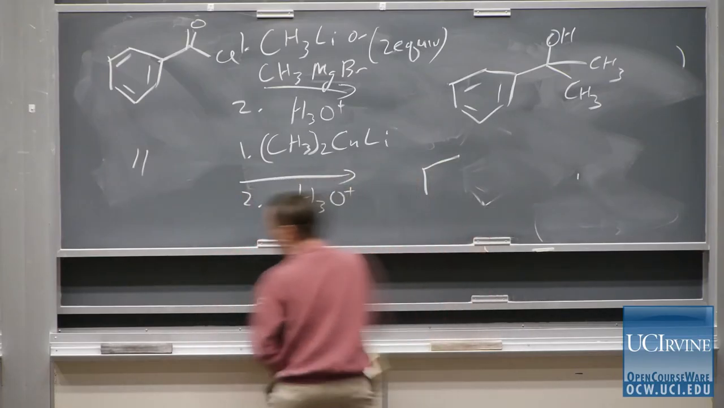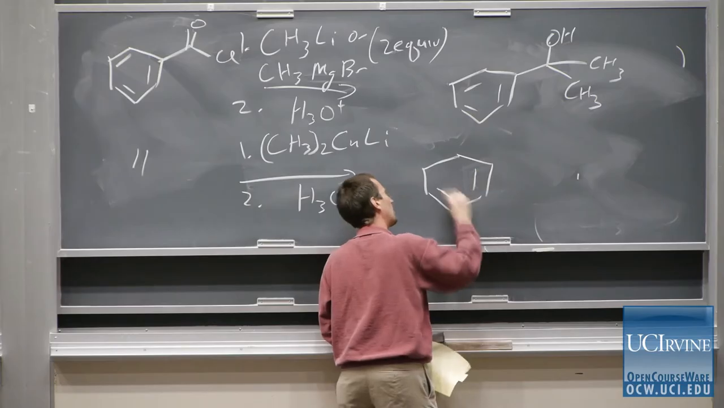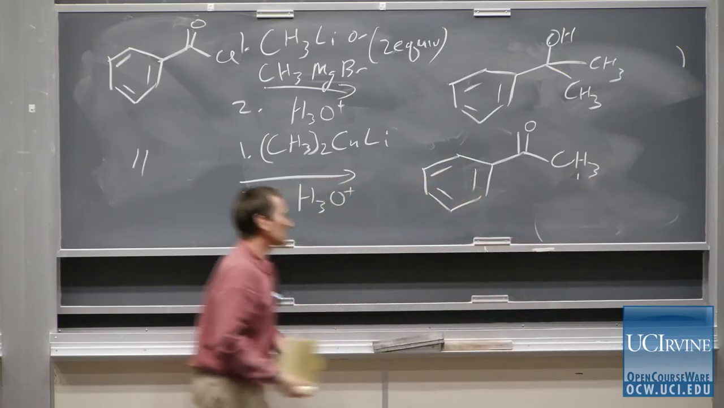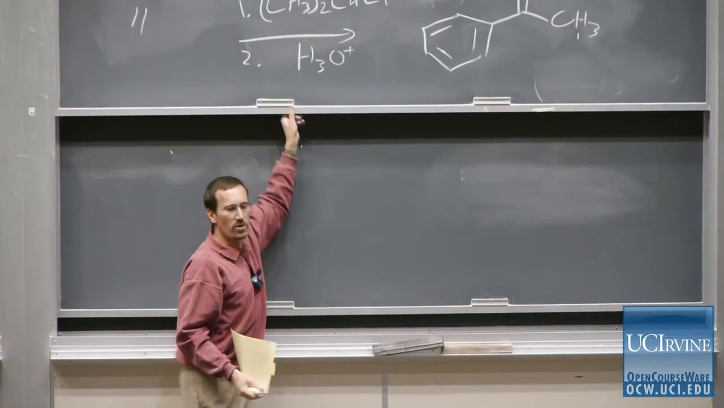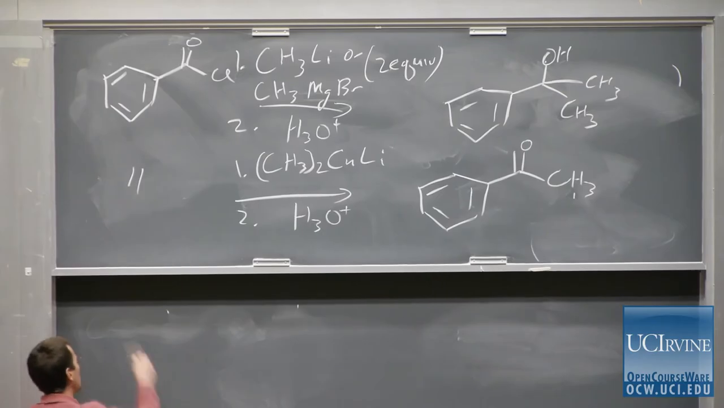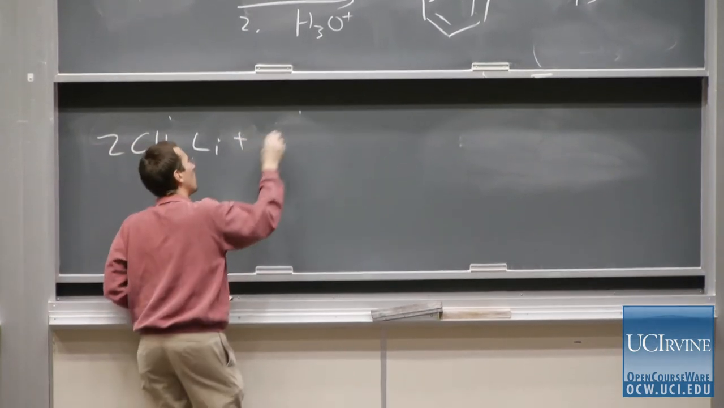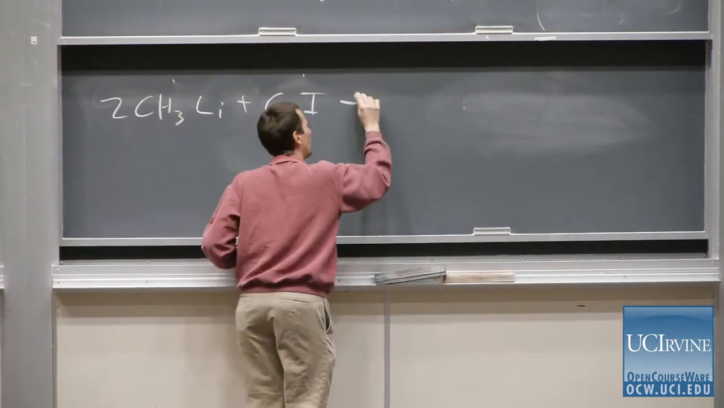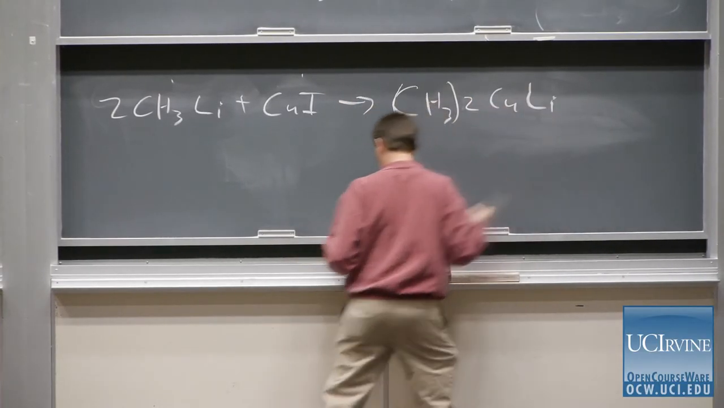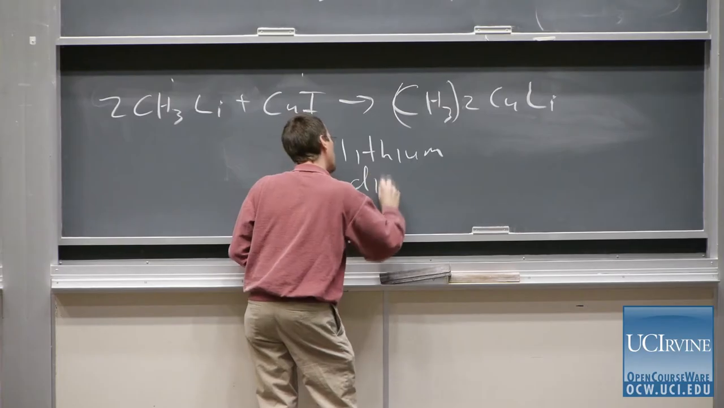Anyway, the overall result of this reaction is that you can controllably add one equivalent of your methyl group to your member of the carboxylic acid family, in this case specifically your acid chloride for reasons of the mechanism. And organocuprate reagents can be made by the reaction of two equivalents of methyl lithium with copper iodide to give you (CH3)2CuLi, which, as I said, is called lithium dimethyl cuprate.